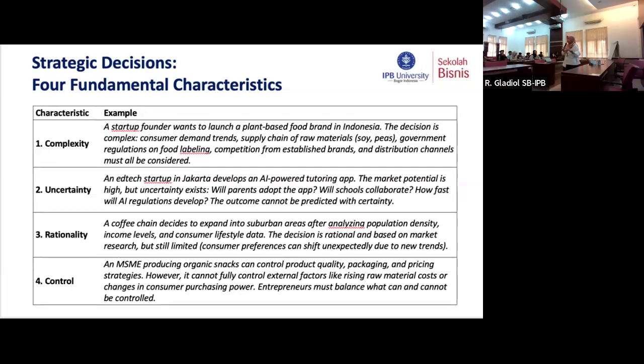In any country like the US and so on, when claiming it's healthy, you have to see all the ingredients. Competition and distribution channels must all be considered. A lot of things. You have to know.